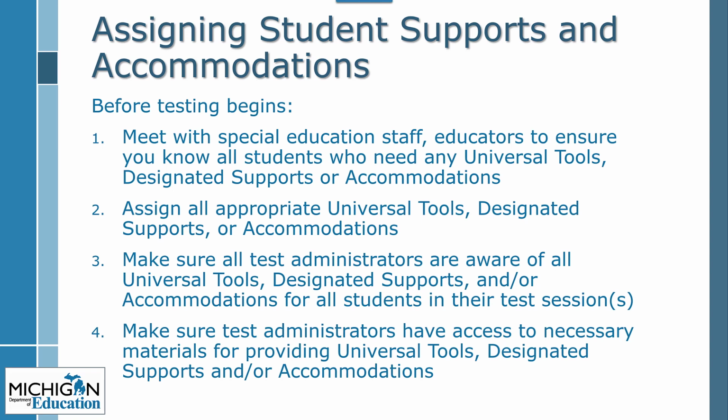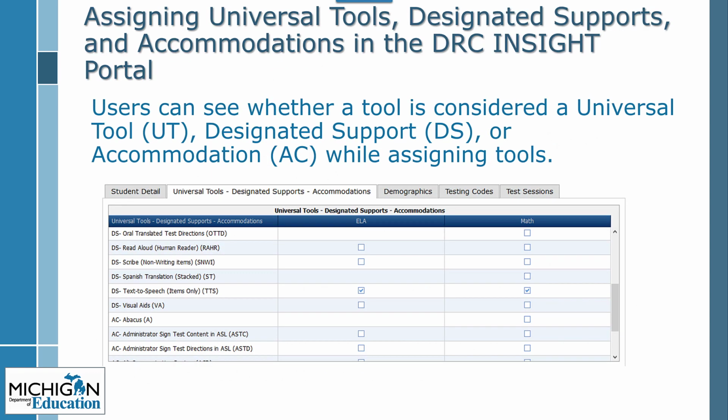Then, once everyone knows everything they need to know, you'll need to make sure they have access to all of the materials to provide the supports and accommodations. This means things like headphones for TTS, or calculators for grade 6 or 7 students who are using a handheld calculator. For online testing, you assign students universal tools, designated supports, and accommodations in the DRC Insight portal to ensure that students receive the appropriate supports during testing.